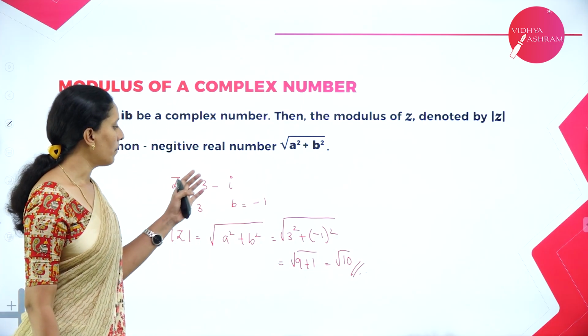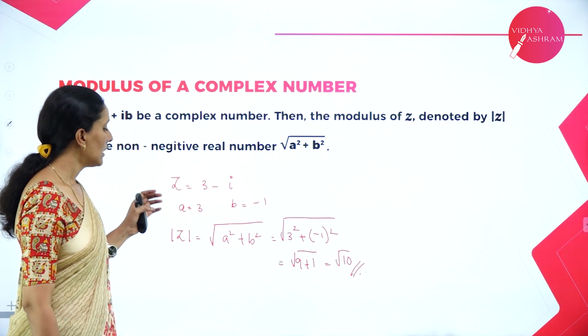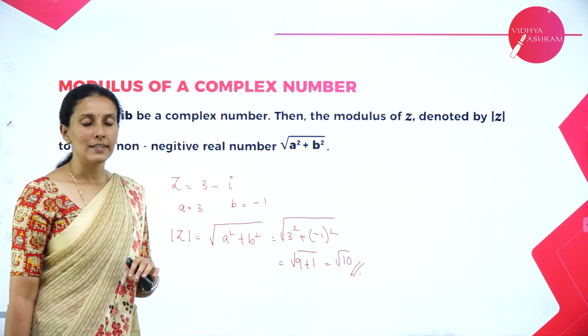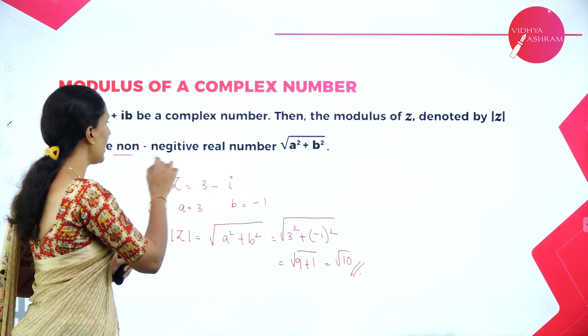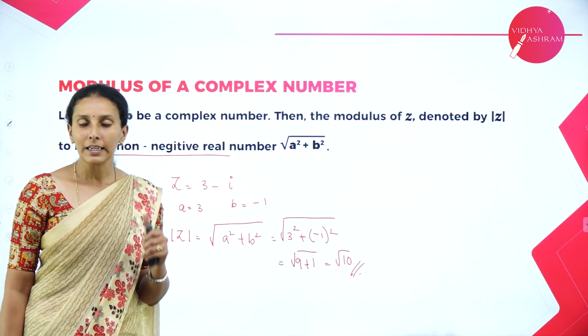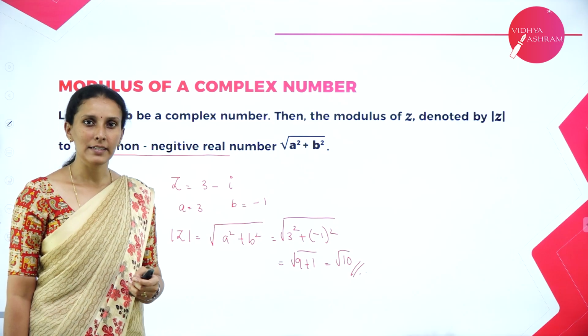For any complex number, to find the value of mod z, we take the square root of a square plus b square, and it is always a non-negative real number. Either it can take the value 0 or a number greater than 0.